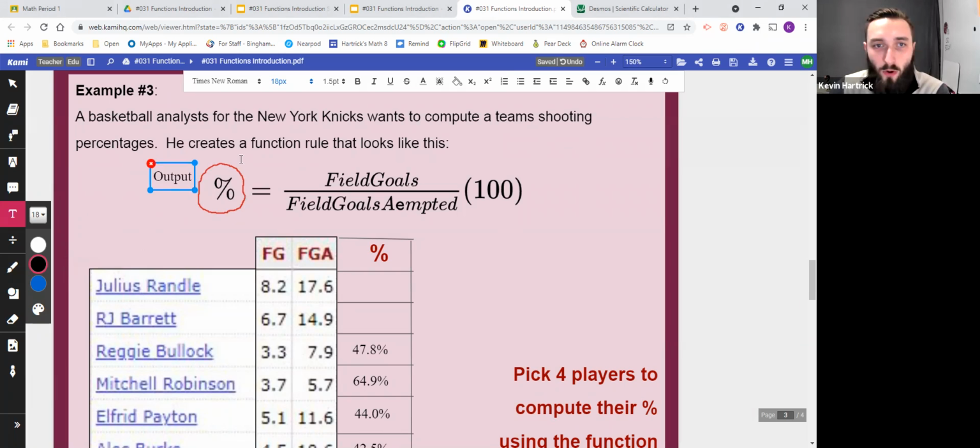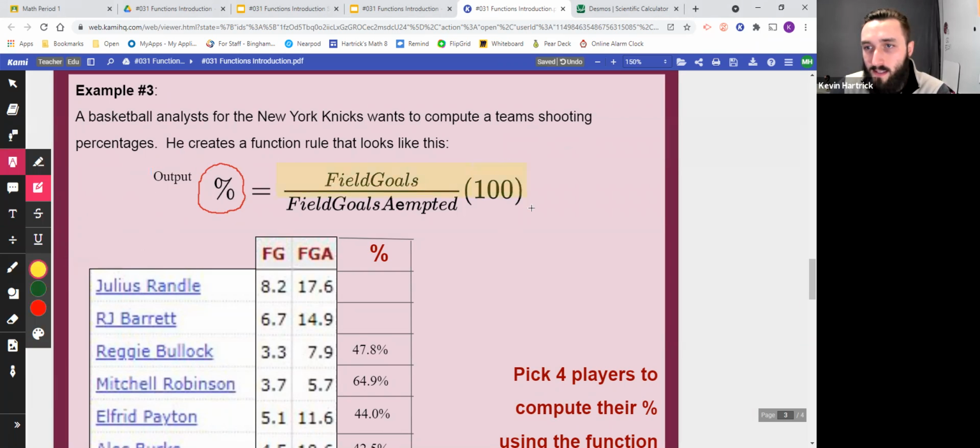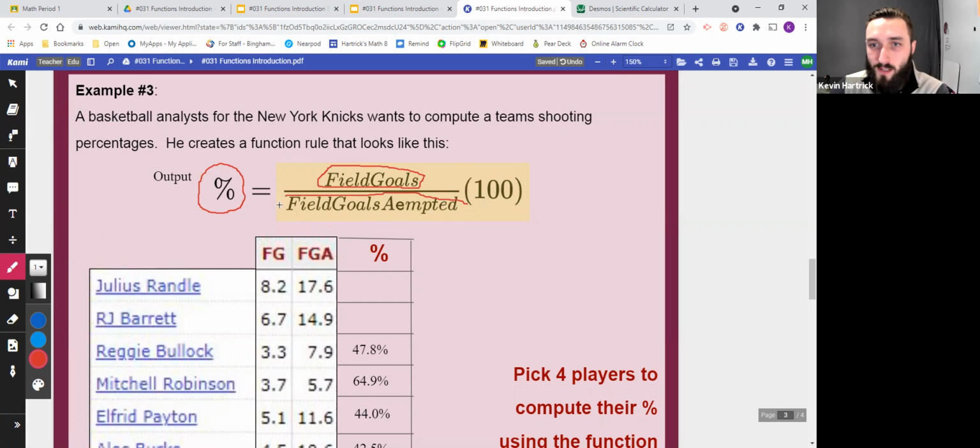And the function rule that we're going to get is this. You're going to take the field goals, divide it by the field goals attempted, okay, and then multiply it by 100. So this is the function rule, and the two inputs are right here. You have to input what the field goal number is for the person and the field goals attempted. You input those into this function that I have highlighted in yellow, and then when you compute that using your Desmos calculator, whatever calculator you want to use, it's going to give you your output of percentage.